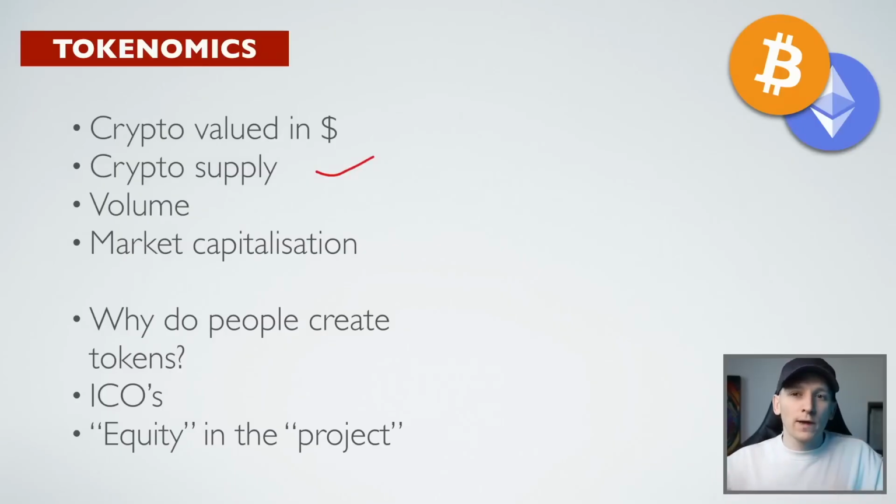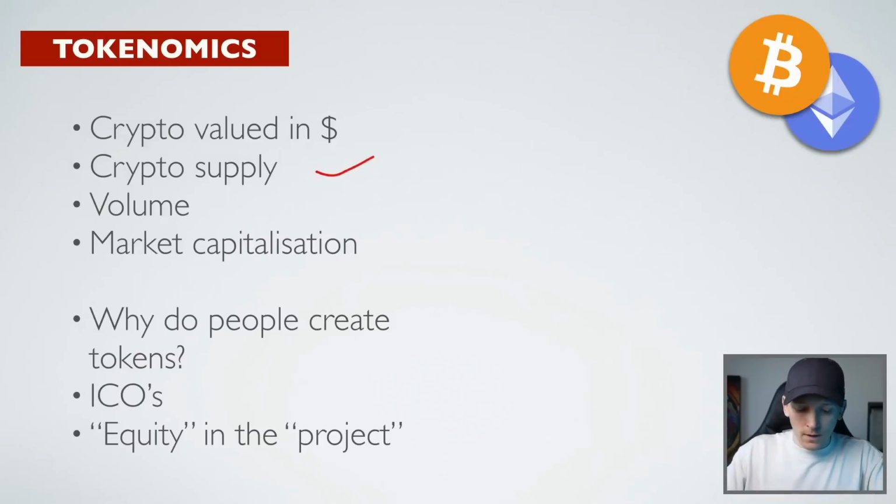Why do people create these tokens? There are many different reasons. So Bitcoin was created by Satoshi, and he created it as a peer-to-peer money and then left the network, and it kind of spawned from there. Other types of tokens can be created for other purposes.